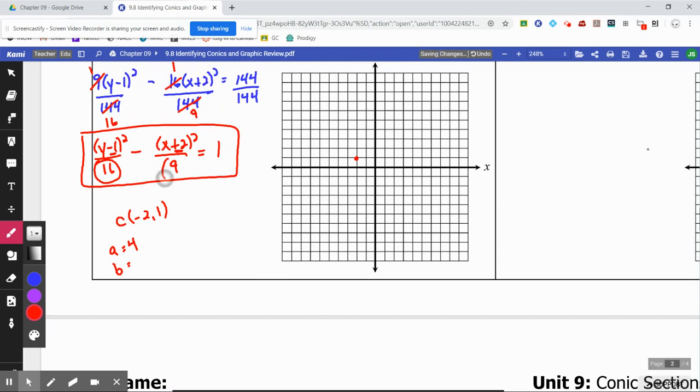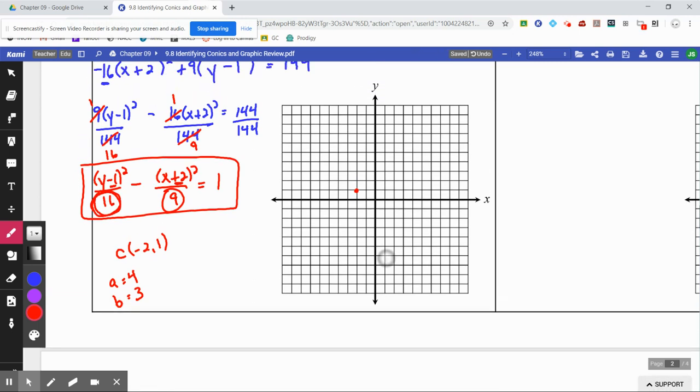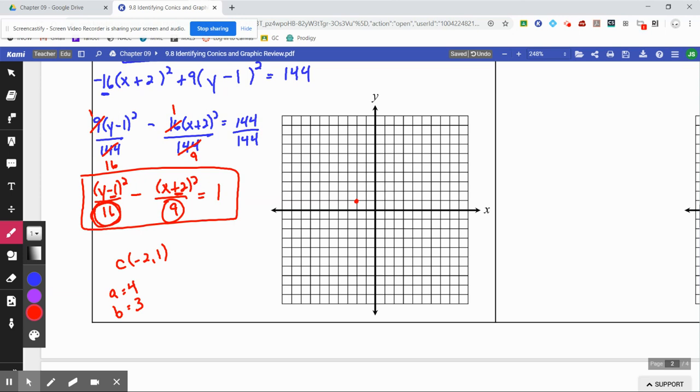This would be our b squared value, so our b value would be 3. Since the y stuff is listed first, that's going to mean that this is going to be a vertical hyperbola. So to find our vertices, we're going to go up 4: 1, 2, 3, 4. We're going to go down 4: 1, 2, 3, 4. So that's going to be our vertices, and our hyperbola is going to go this direction.